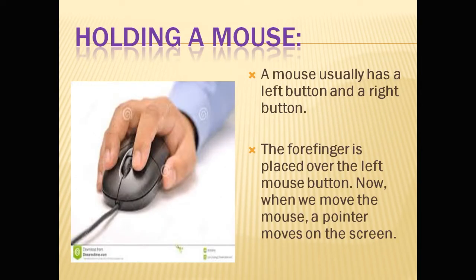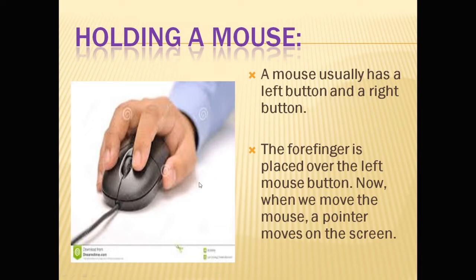First is holding a mouse. A mouse usually has a left button and a right button. Most of us are right-handed, so we place our right hand over the mouse. The forefinger is placed over the left mouse button. Now when we move the mouse, a pointer moves on the screen.